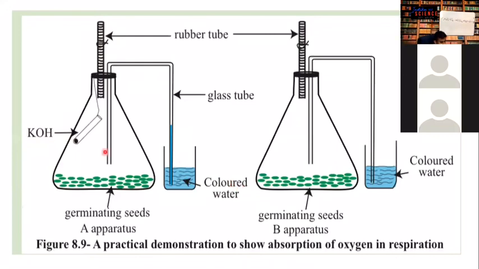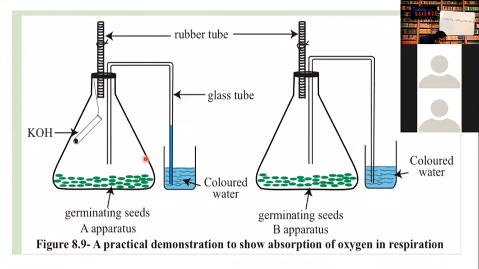Now, in germinating seeds, the cellular respiration process takes place. So during the cellular respiration process, we learned from the previous activity that carbon dioxide is released during cellular respiration. This activity, what we are going to learn, is that oxygen is absorbed during cellular respiration. Previous activity, carbon dioxide is released. This activity, oxygen is absorbed. Let's study about this.